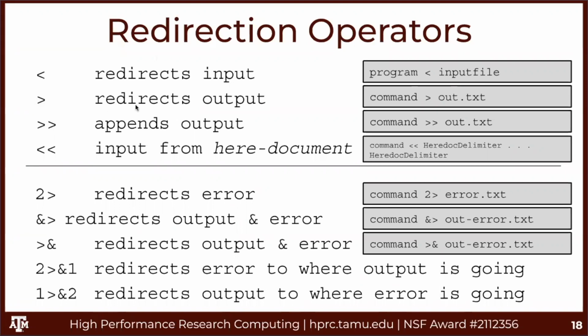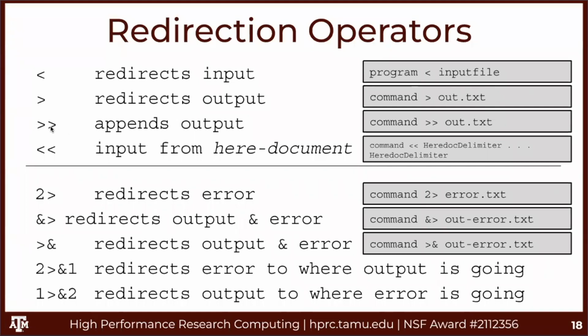The second one is the output. The greater than sign redirects the output, and the less than sign is for redirecting the input. So we have command greater than out.txt. The output of this command will be captured in the out.txt file.